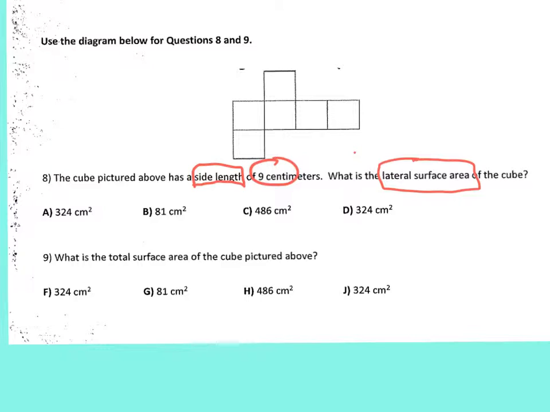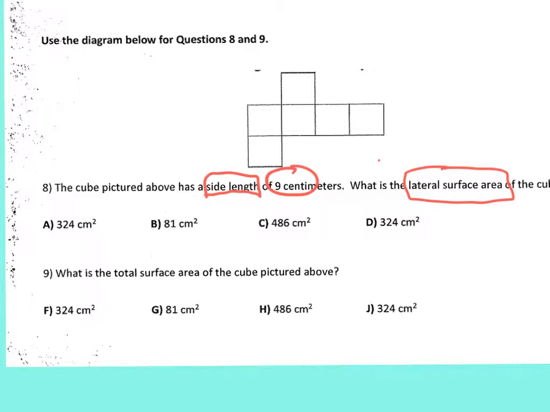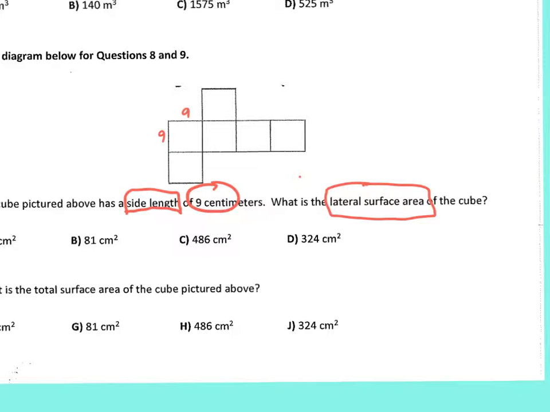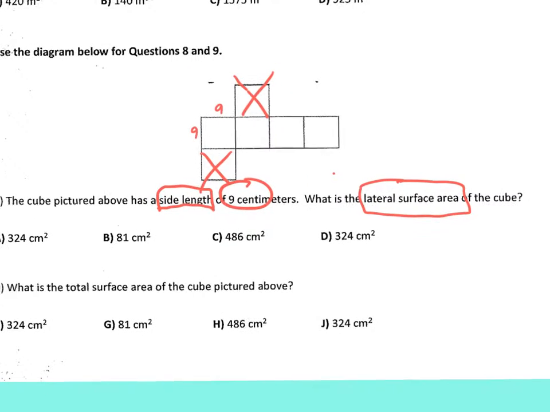So that means if you know one side length of your square, what else do you know? You know all the other 3 sides. So if one side length is 9, that means the other 3 are 9. Okay? If we're finding lateral surface area, what does that mean? Just the faces, not the bases. So not these little wings out to the side.